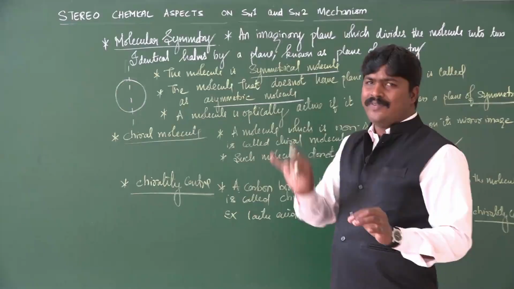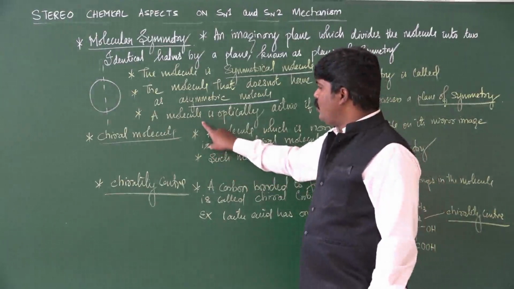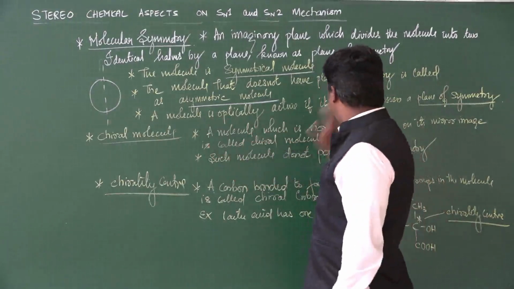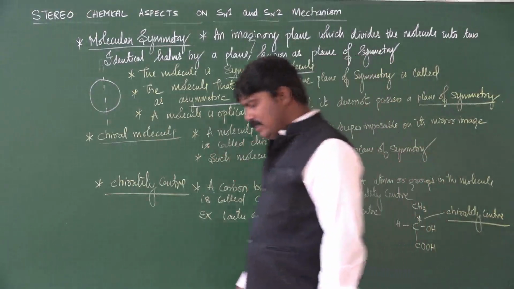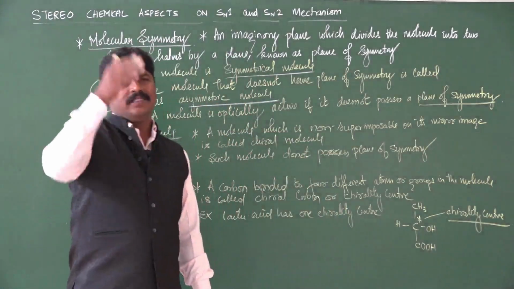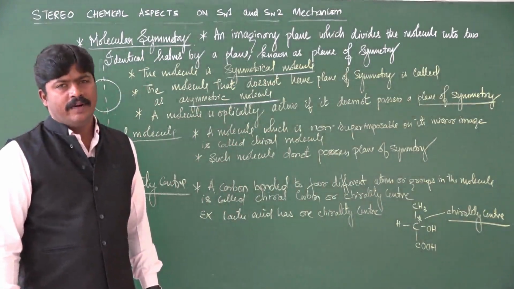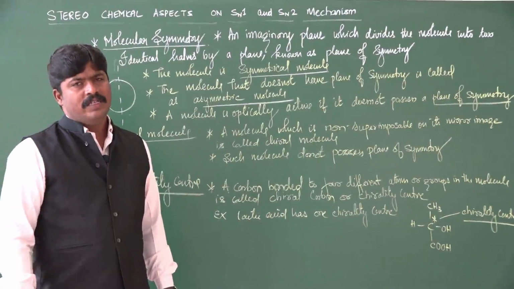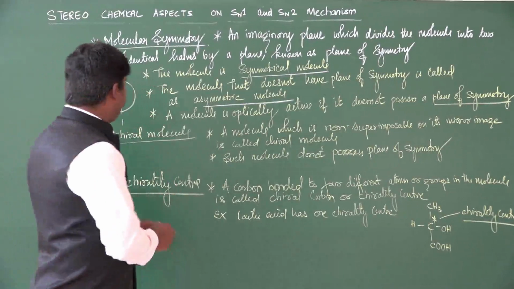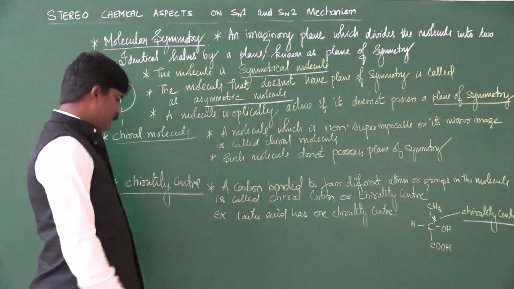First qualification, first criteria, first condition: a molecule is optically active if it does not possess a plane of symmetry. What is a plane of symmetry or molecular symmetry? An imaginary line which divides the molecule into two identical halves is called molecular symmetry. Let me give an example to you. I'll come to lactic acid at the end, and I can give an example there.